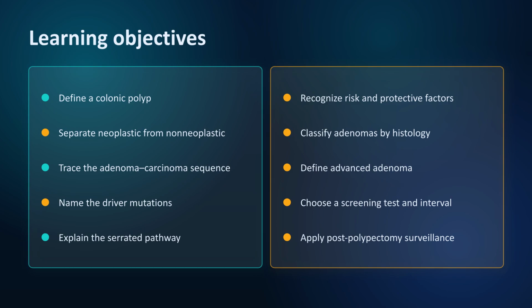First, define what a polyp actually is, and separate neoplastic polyps from non-neoplastic ones. Second, trace the adenoma to carcinoma sequence from normal epithelium all the way to invasive cancer. Name the driver mutations at each step, and explain the serrated pathway, which is a second and entirely separate road to cancer. Third, recognize the risk and protective factors.